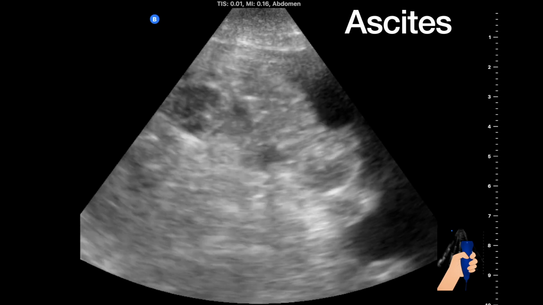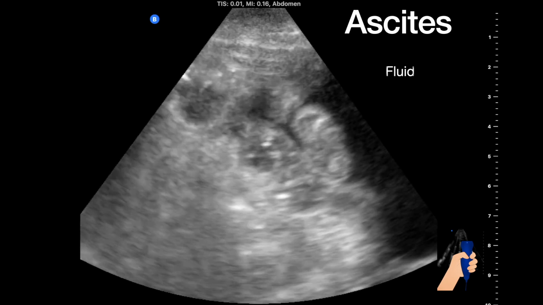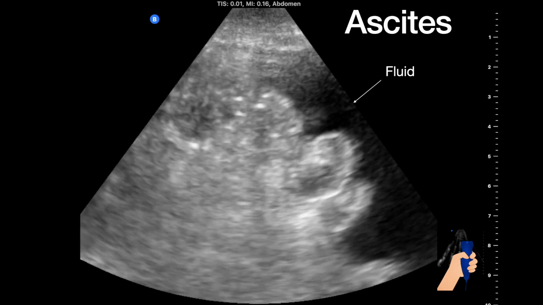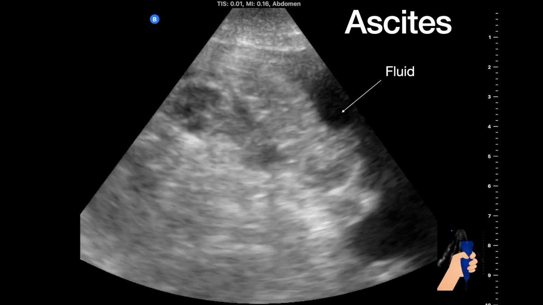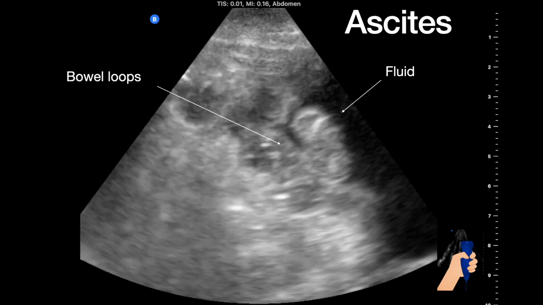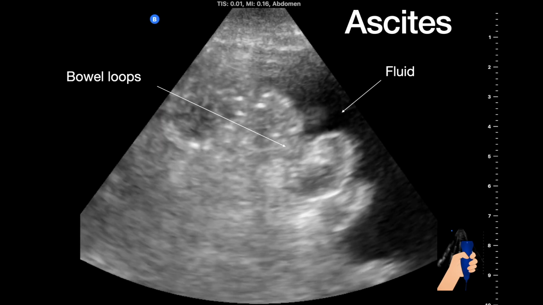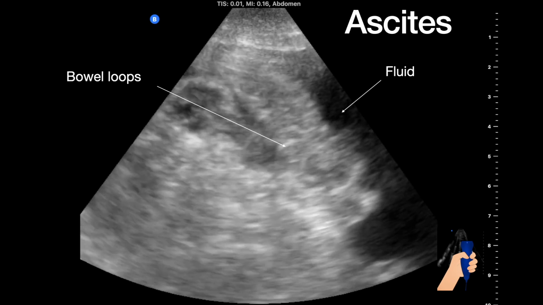Here we have another left lower quadrant with fluid, as you can see, the anechoic part. And then we can see bowel loops. The bowel loops are coming in and out of our field of vision.